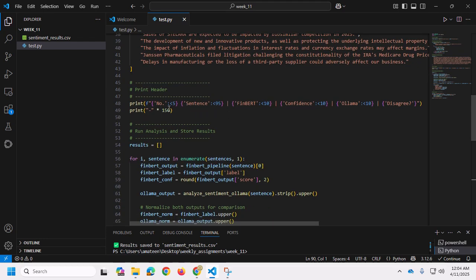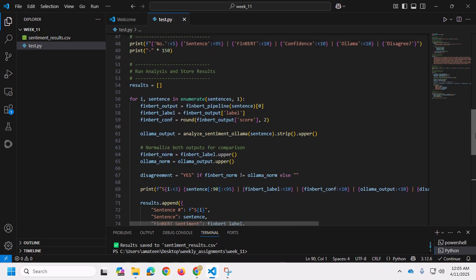So these are the columns over here: sentence number, the actual sentence, what is the FinBERT sentiment and the confidence for it, and then the Ollama sentiment, and do they disagree or not? I wanted to also emphasize on which sentences, or for which sentiments, they are going to be disagreeing. So that is going to be something else as well.